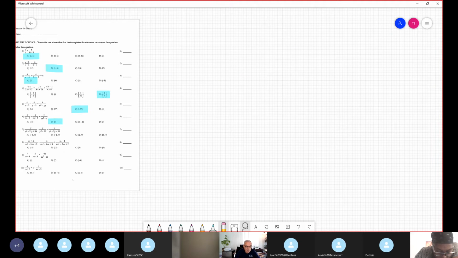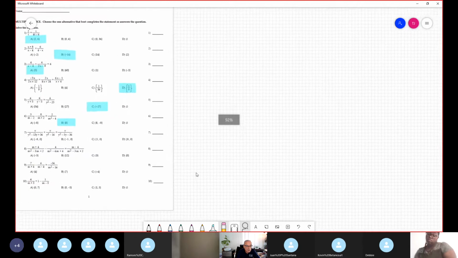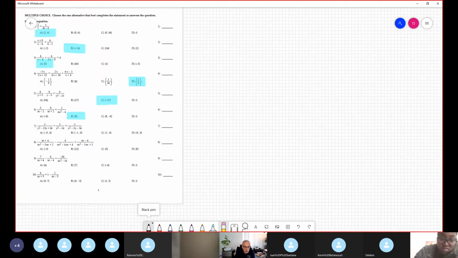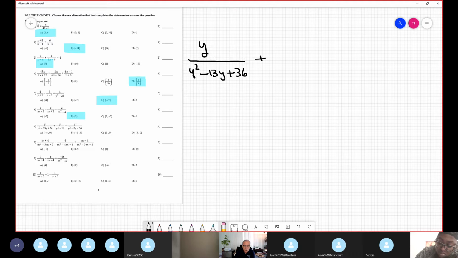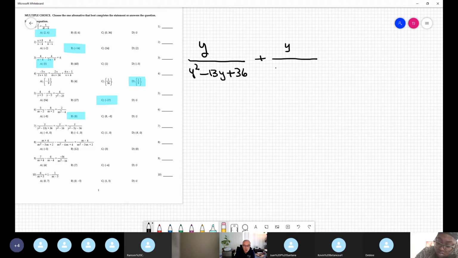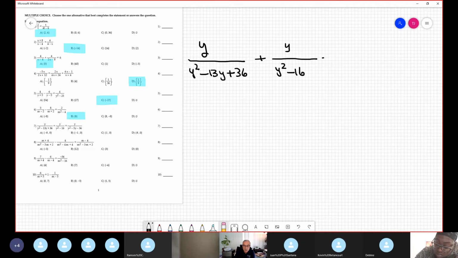Okay. Number 7 is a little bit bigger. Let me zoom. It is y over y squared minus 13y plus 36, plus y over y squared minus 16, equal to y over y squared minus 5y minus 36.